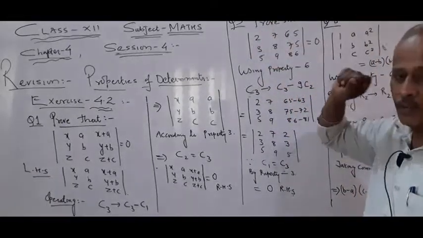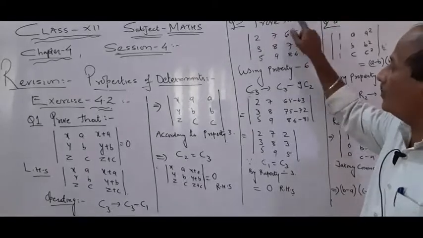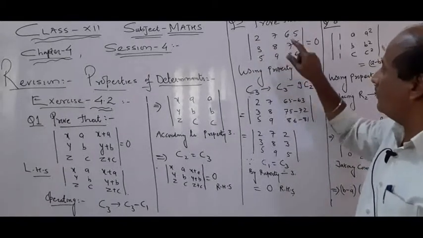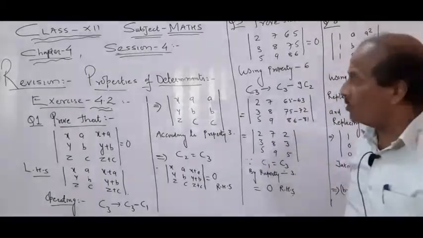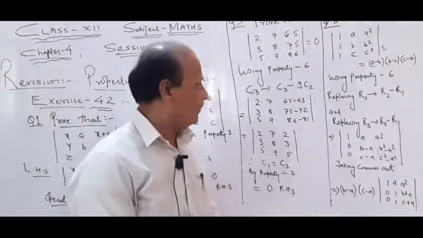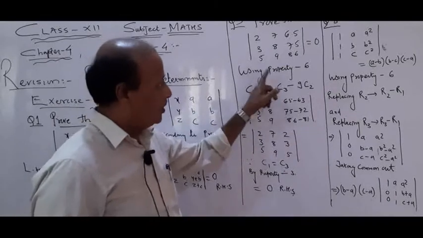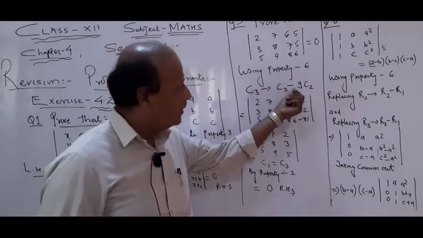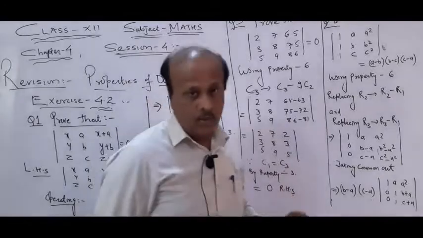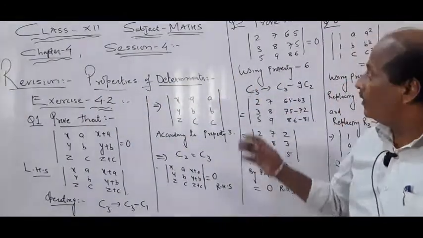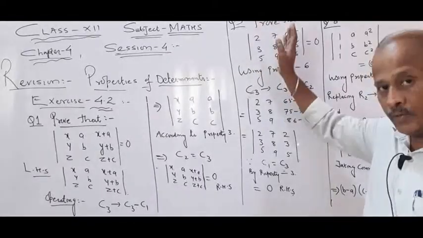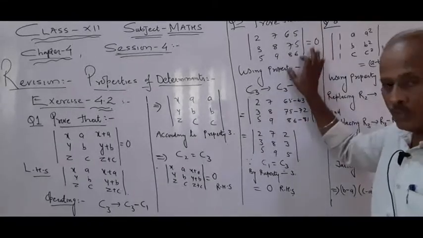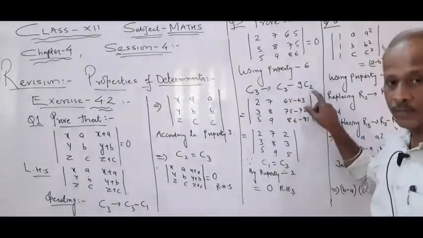One of the methods which I am going to suggest, see here, the question is prove that, again one determinant is given: 2, 3, 5, 7, 8, 9, 65, 75, 86, and prove it equal to 0. Observe the digits properly. I used property number 6. What did I do? I replaced column 3 by column 3 minus 9 times column 2. It is not necessary to follow my method. You can use other methods also. You will be able to get the answer they are asking for.